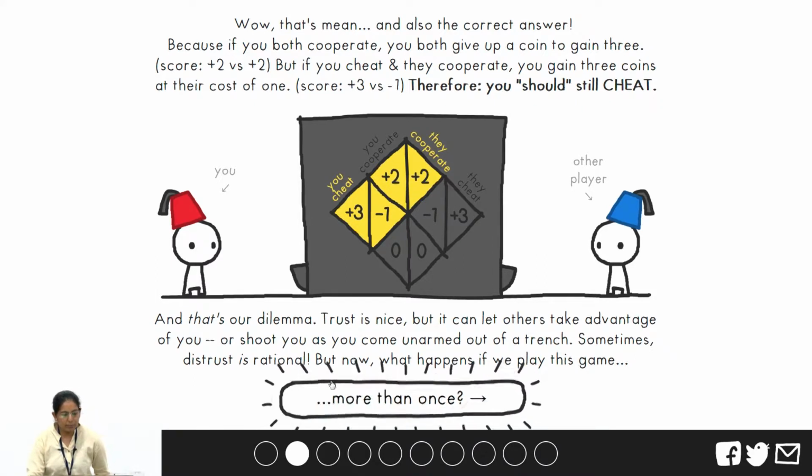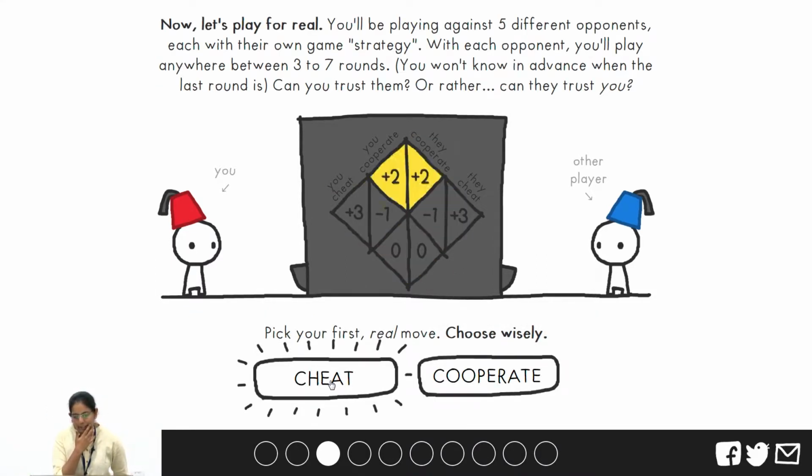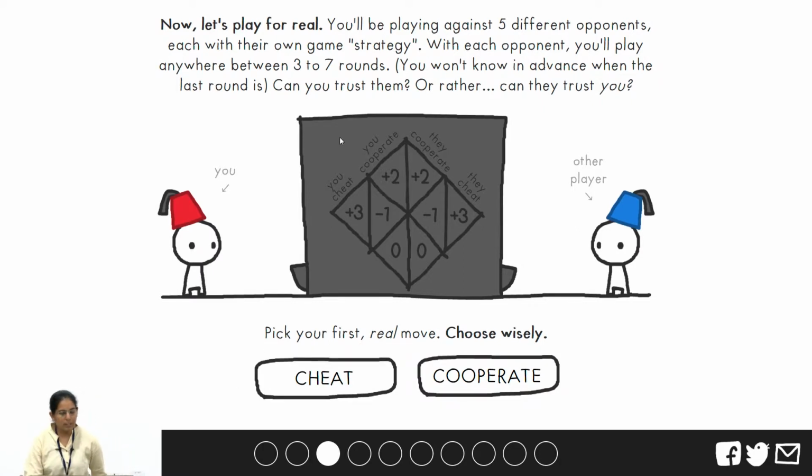So everything that we have said so far is fairly logical for a standalone game. Let's try to dig a little bit deeper and understand what happens when you play this game multiple times. So here is what is going to happen. We are going to face off with multiple players multiple times. There's going to be 5 different players, and with each of them we are going to play between 3 and 7 rounds. The total number of rounds is uncertain. And we are going to try and maximize the number of coins. That's still our goal. But since it's a repeated game now, you both have opportunities to understand each other based on your past moves, and you want to optimize based on that. So the question is, can you trust the other player to cooperate with you, and more importantly, can the other player trust you to cooperate with them?